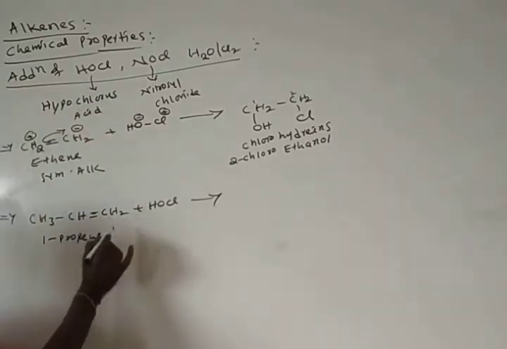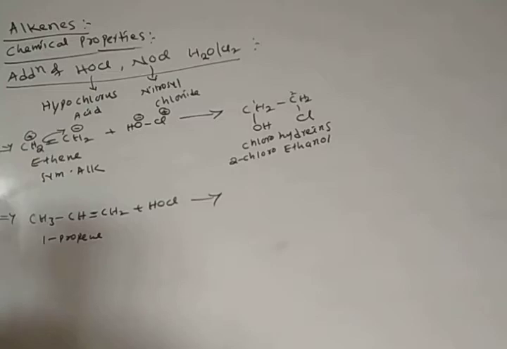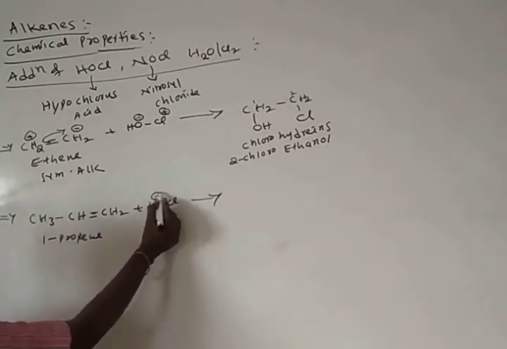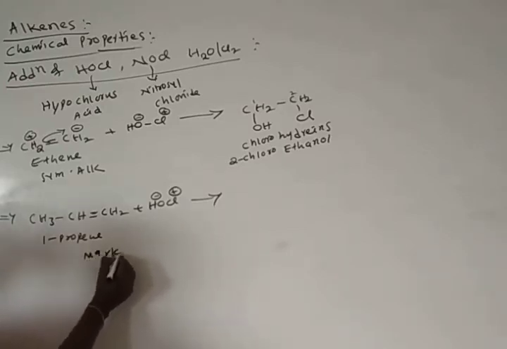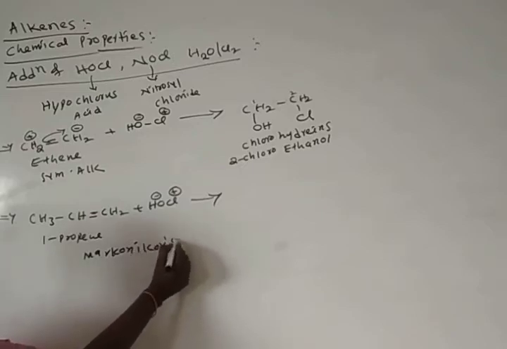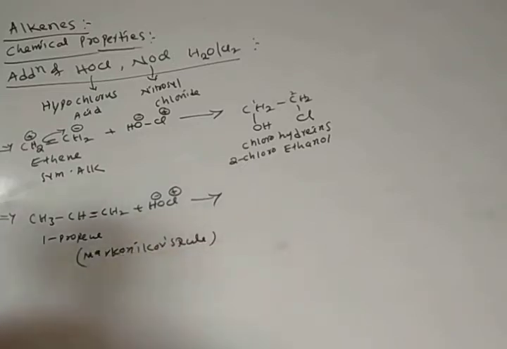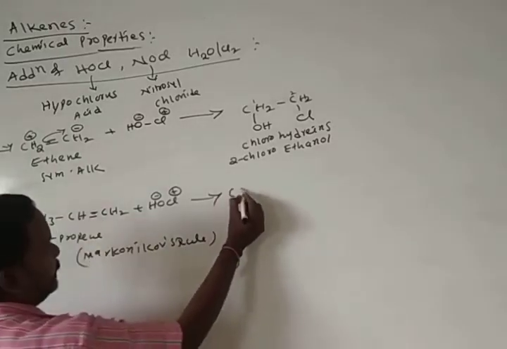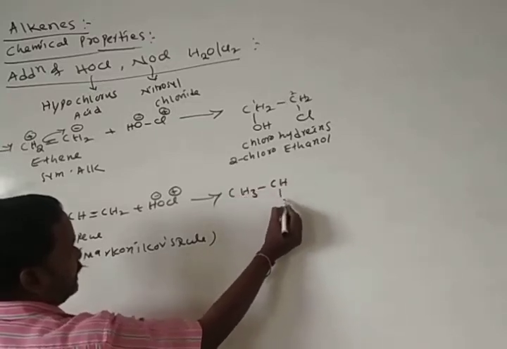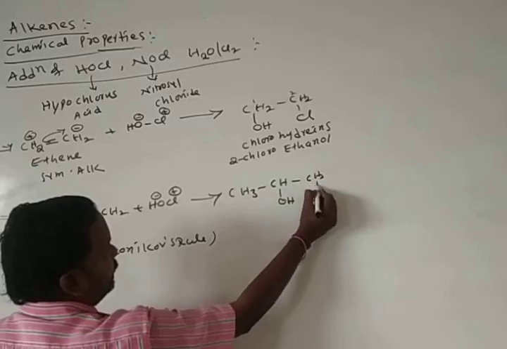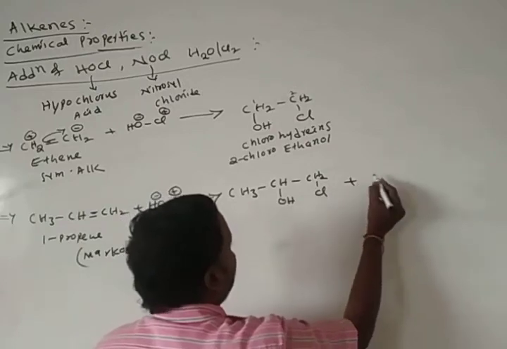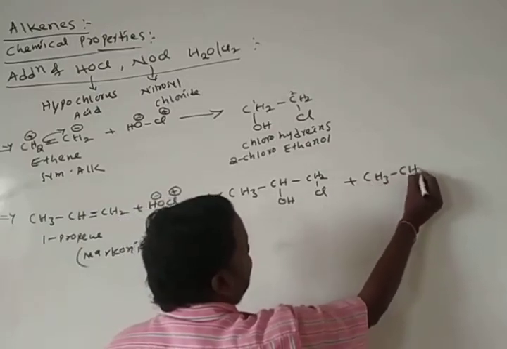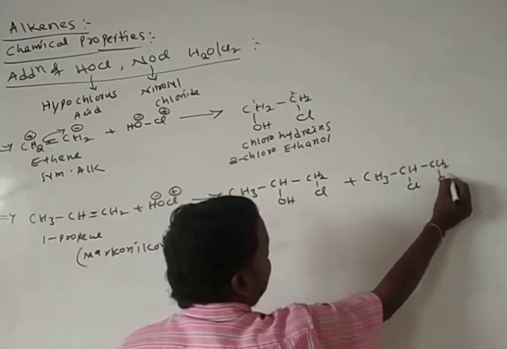But here, these two carbons are not the same. They are different. Here, the addition of the negative part of this system to the carbon is based on the Markovnikov rule. It also follows the Markovnikov rule, which means the Markovnikov product is the major one. Here, CH3, CH, OH added here, Cl added here. This is one product.